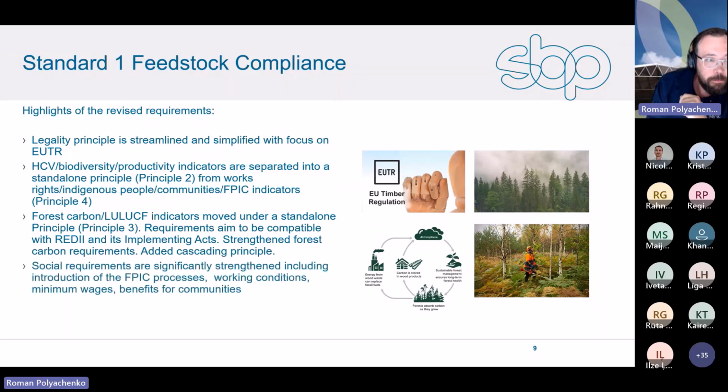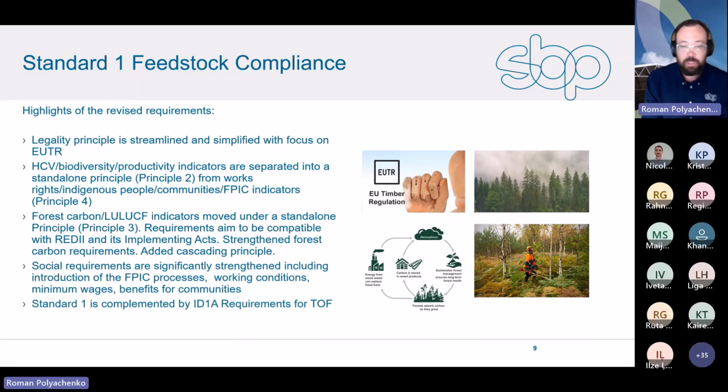Standard 1 has also been complemented with a special ID document to cover trees outside forest. We believe that this significantly improves the clarity around the application of the SBP scheme to the TOF, so-called trees outside forest. So it's like a woody biomass or feedstock which is sourced from outside forest, from agricultural lands, from the landscape, from some infrastructure along the roads, under the power lines, and things like this.